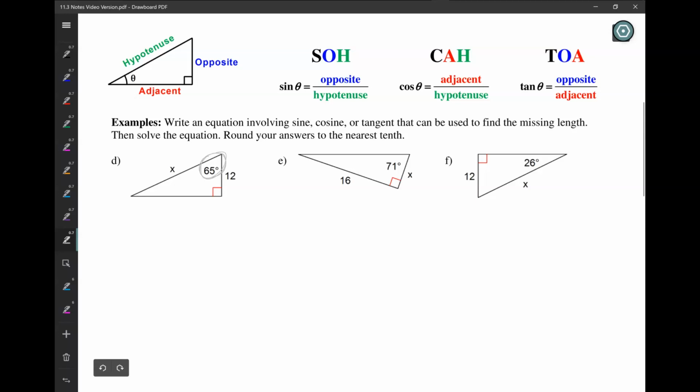Okay, so here's my angle I'm looking at. Across from the right angle is x, that's the hypotenuse. And the 12 is right next to the angle I'm focused on. So the 12 is adjacent. So which one of the three involves adjacent and hypotenuse? Well, cosine does. Cosine is adjacent over hypotenuse.